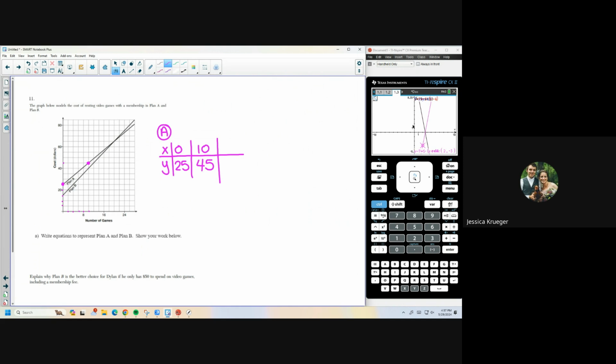And then I could keep going. My next good point looks like it's here. So 16, 18, 20. And that is at 65. So now I can take a look and annotate my table. My X's are going up by 10 each time, and my Y's are going up by 20 each time.